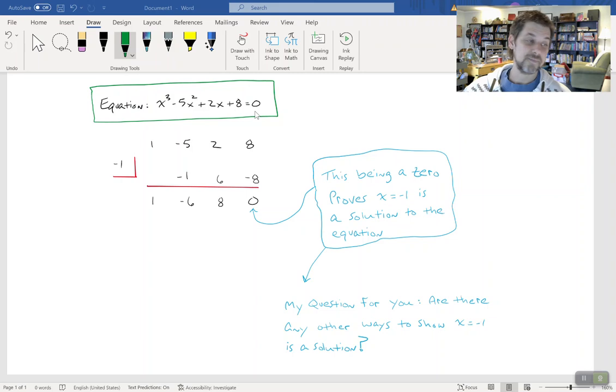Now, it might seem like where I'm going with this that the answer is real complicated or deep, and it's not. It's really not, but it's something that people overlook. So you tell me, this is all true, but is there another way to show, to prove that -1 is a solution to this equation?